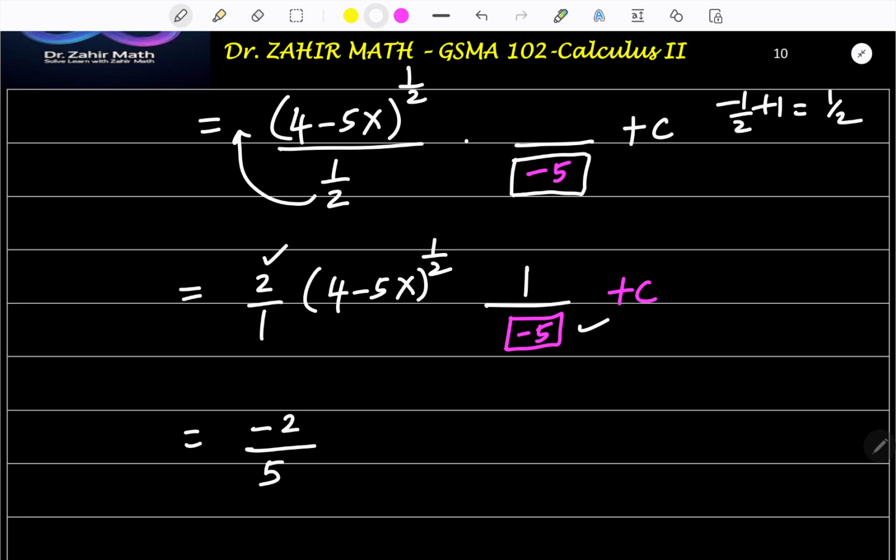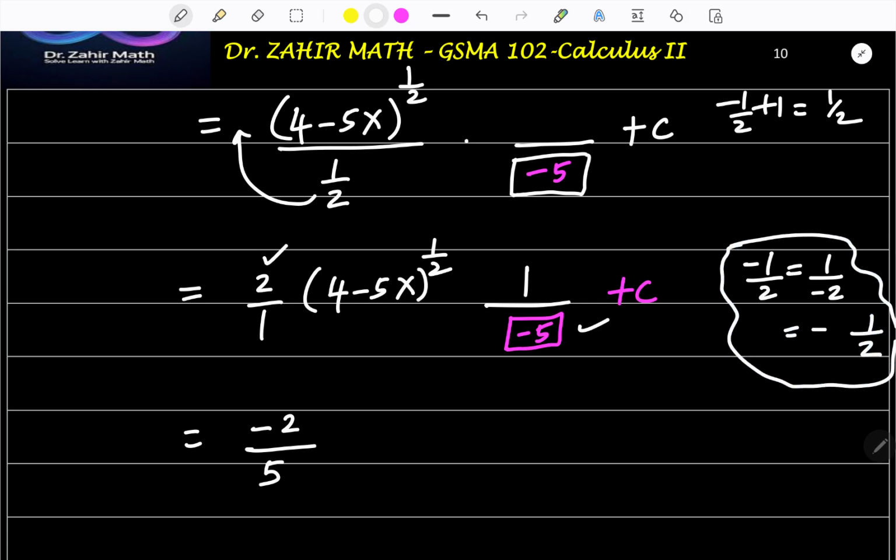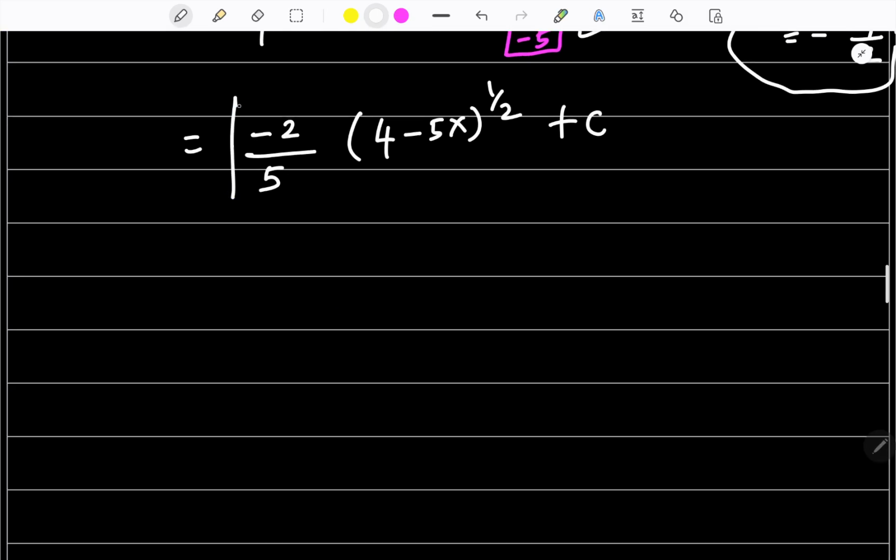Teacher, how minus go up? Keep in your mind. This is same, and this is also same. All three are same. Usually we don't keep minus in the down. Down means denominator. Okay. So 4 minus 5x to the power of 1 by 2 plus c. Right. So this is your answer.